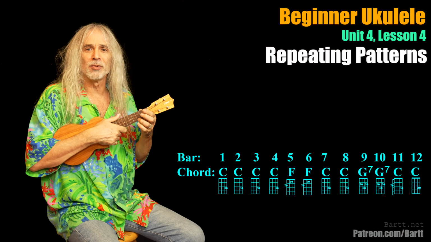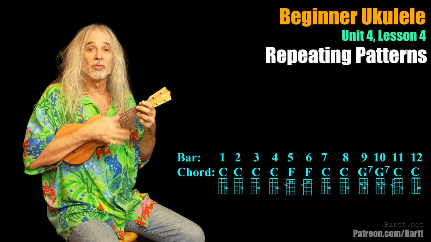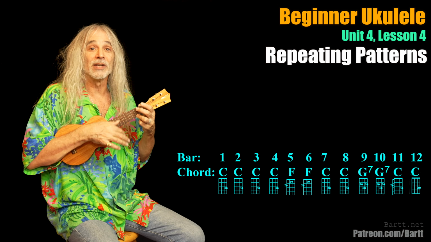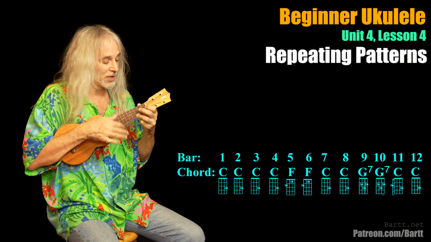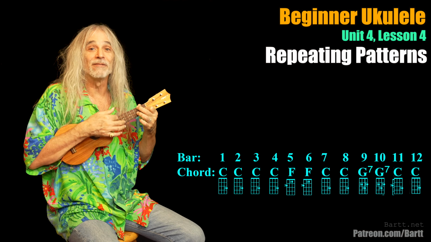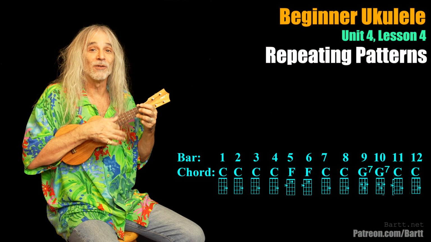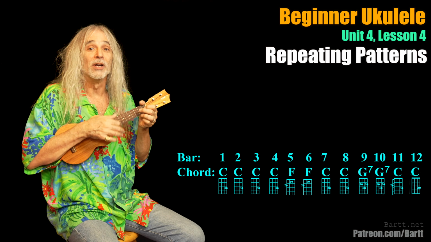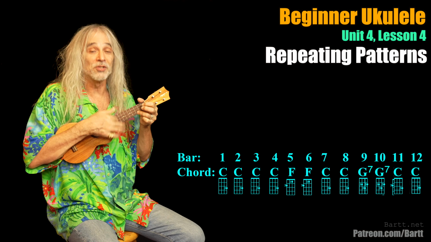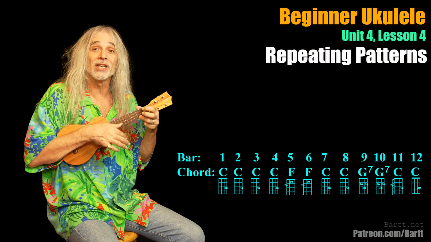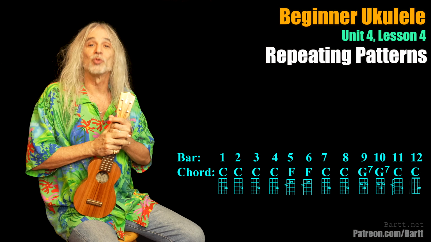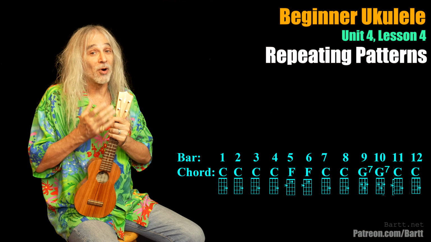I'm going to give you a very simple one right now. C, 2, 3, 4, C, 2, 3, 4, C, 2, 3, 4, C, 2, 3, 4, F, 2, 3, 4, F, 2, 3, 4, C, 2, 3, 4, C, 2, 3, 4, G7, 2, 3, 4, G7, 2, 3, 4, C, 2, 3, 4, C, 2, 3, 4. I counted 2, 3, 4 12 times. That's why it's called 12-bar blues.